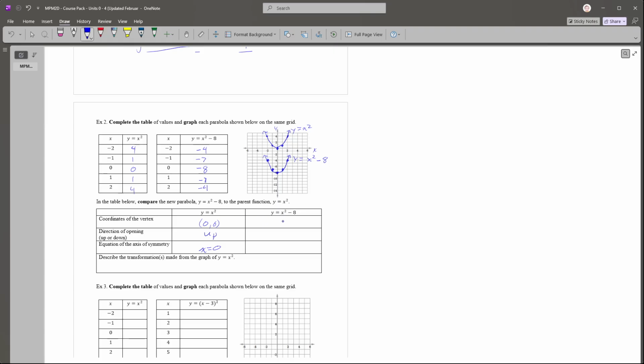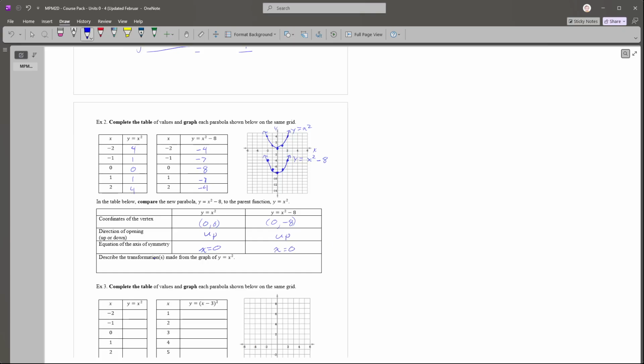Coordinates of the vertex. Where's our vertex? It's way down here now. Now it's at 0, -8. That's because our k value was -8. Direction of opening. Well, it's still opening up. And the axis of symmetry, where it flips along the y-axis, well, that's still, where it flips symmetrically, that's still at x is equal to 0.